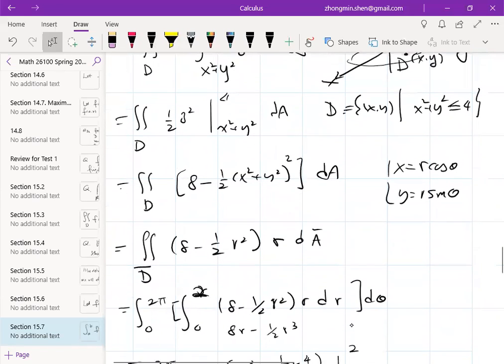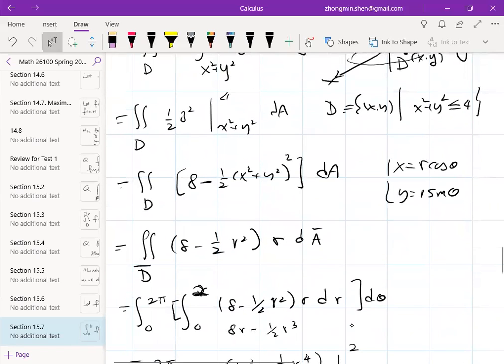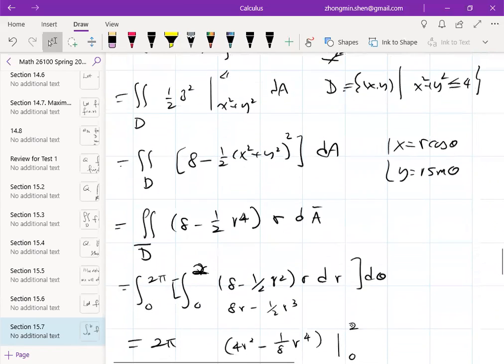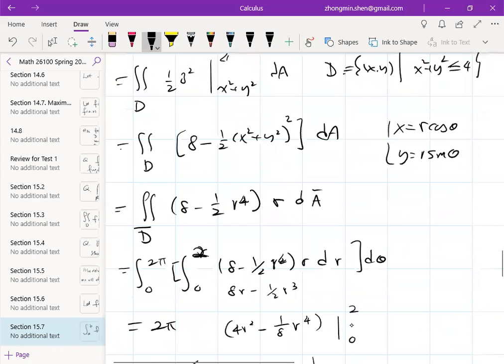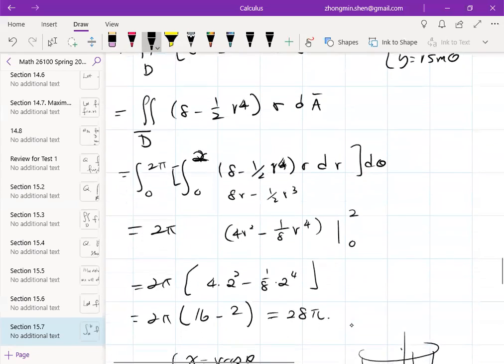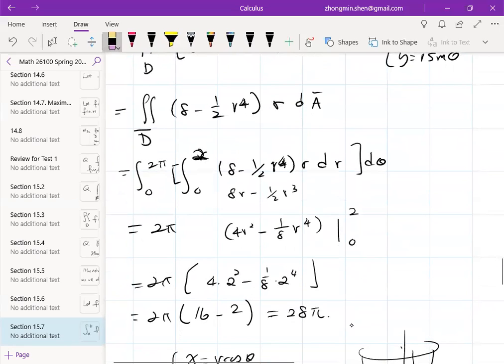No, then the answer would be different. So this will be r to the 4th power, instead of square. So the number will be different. Let me change it. Let me recalculate this.